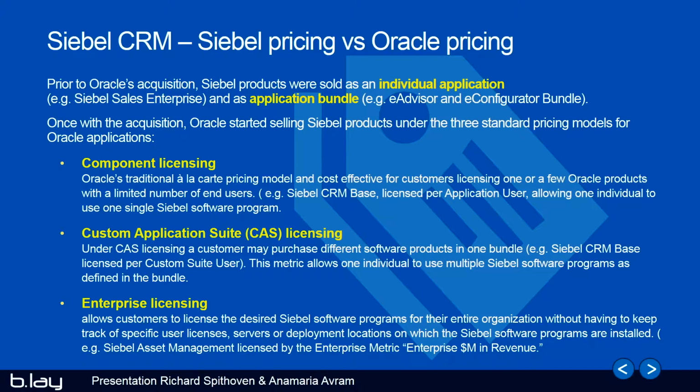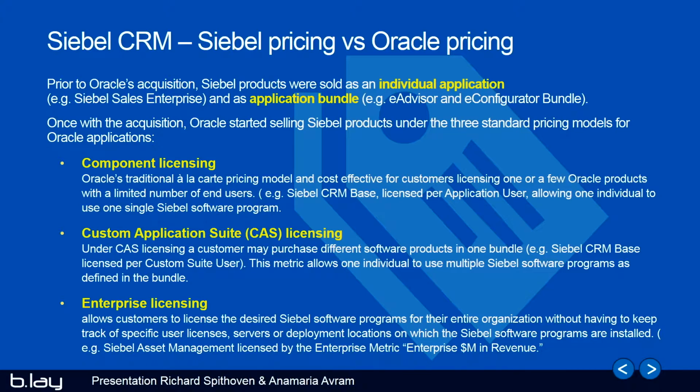Once with the acquisition, Oracle started selling the products under three standards that I'm going to present to you. We are talking about component licensing, which is the traditional a la carte pricing model and the most cost-effective for customers. As an example, we can have the license Siebel CRM Base, which is licensed by application user, that allows one individual to use one single Siebel software program.